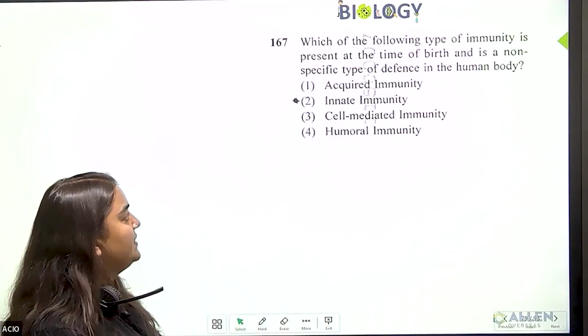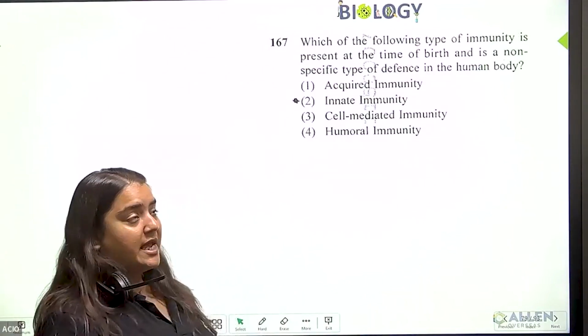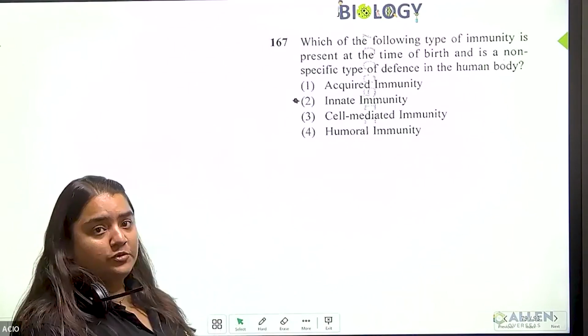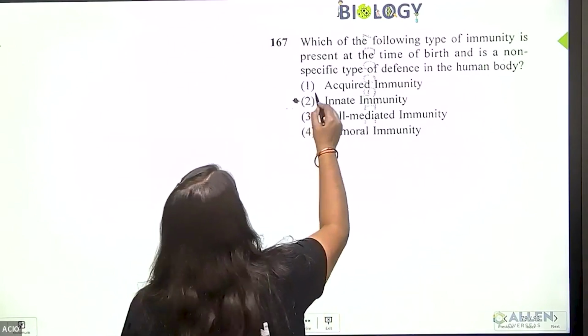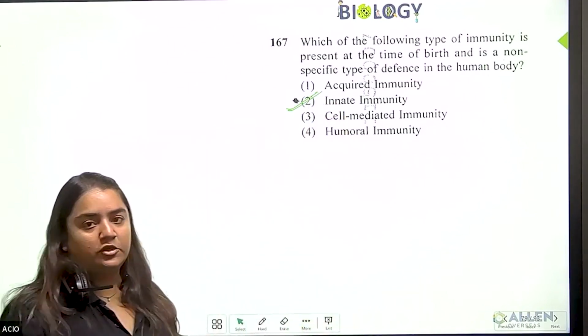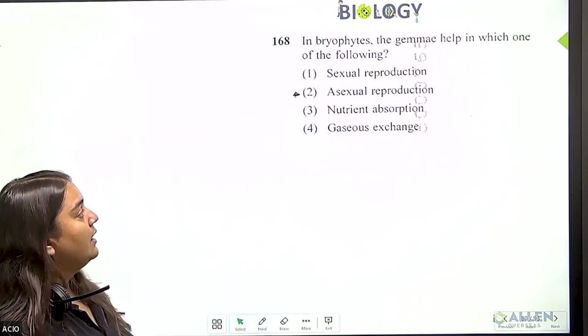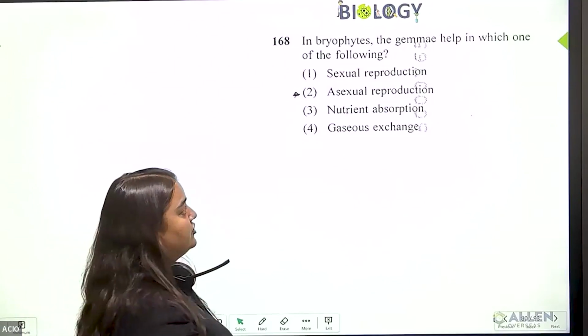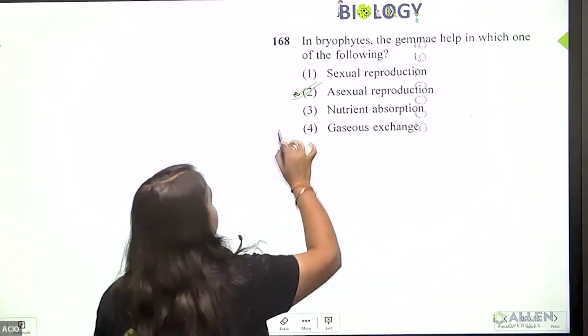Next, which of the following type of immunity is present at the time of birth and it is non-specific type of defense in the human body? That is your innate immunity which is present by birth in human body. In bryophytes, the gemma helps in which of the following? The gemma helps in asexual reproduction.